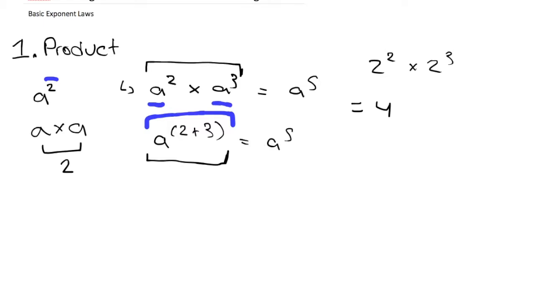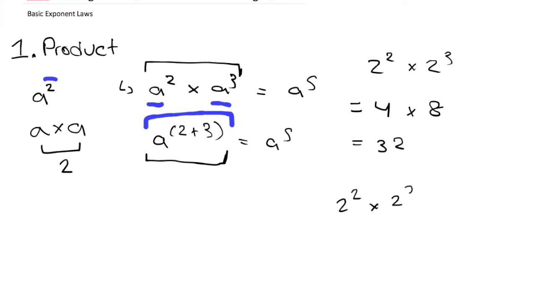So 2 to the power of 2, which is 4, times 2 to the power of 3, which is 8. So you get an answer of 32. So when you simplify this using just normal algebra, you get an answer of 32. However, when you use the exponent law, we know that 2 to the power of 2 times 2 to the power of 3, sorry about that, is simply equal to 2 to the power of 5.